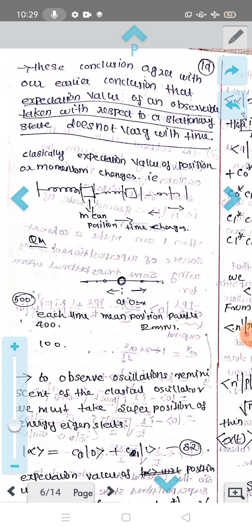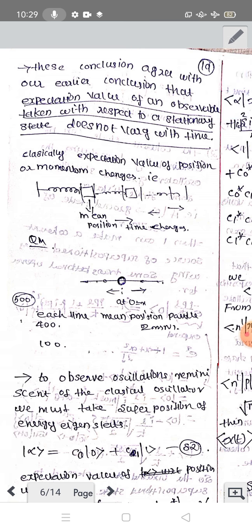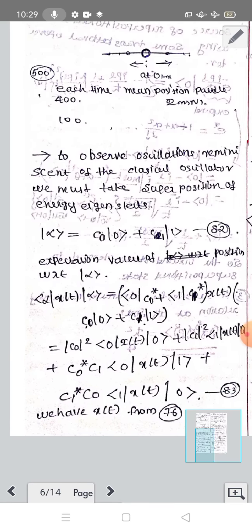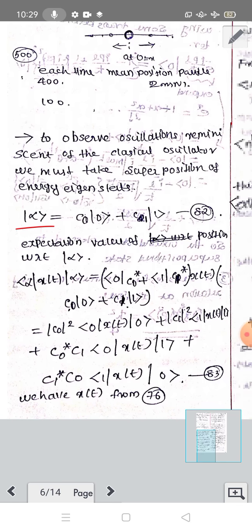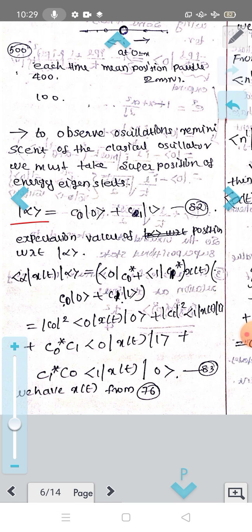So in order to make the oscillations reminiscent of the classical oscillator, we must take a superposition of energy eigenstates. So to observe oscillations reminiscent of the classical oscillator, we must take a superposition of energy eigenstates, such that ket alpha is defined as ket alpha equal to C0 ket 0 plus C1 ket 1. Put it as equation 82.